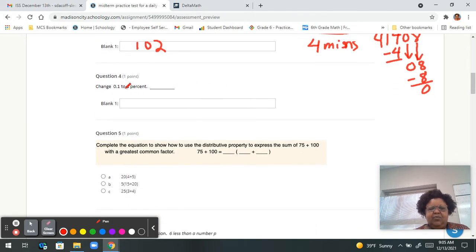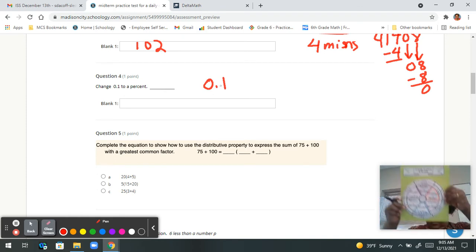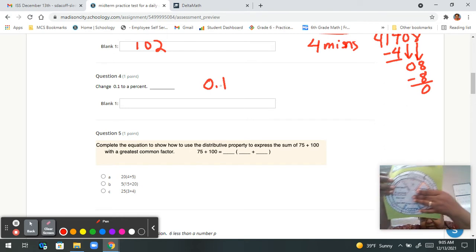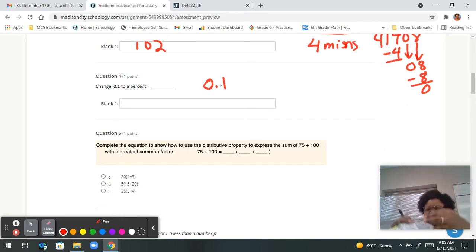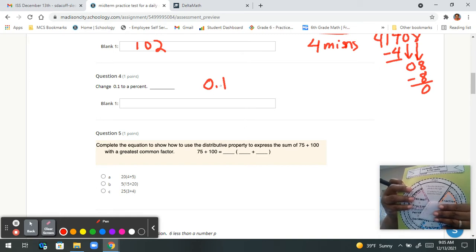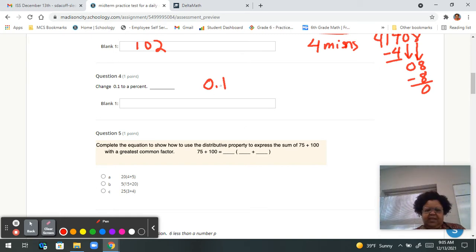Change 0.1 to a percent. Remember, if you consult your wheel that we did in class the other day, this is the one I'm talking about. So you would go to decimal to percent, which is the first one right there. And there's an example there for you to follow. Put that right in front of the camera. And then there are also instructions. So you want to keep this wheel with you, just in case you forget.